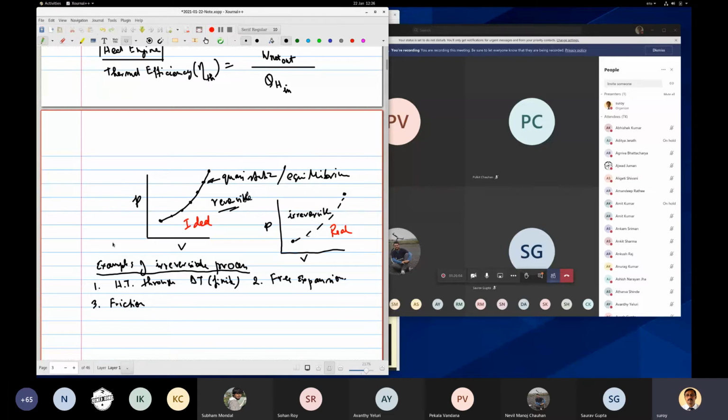Irreversible. So what are the examples of irreversible process? Examples are heat transfer through a finite temperature difference, delta T, that is irreversible. Then free expansion, irreversible. Friction, irreversible. So these are some irreversible processes which we always encounter, right?